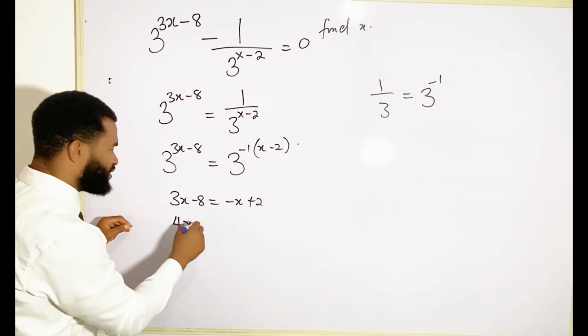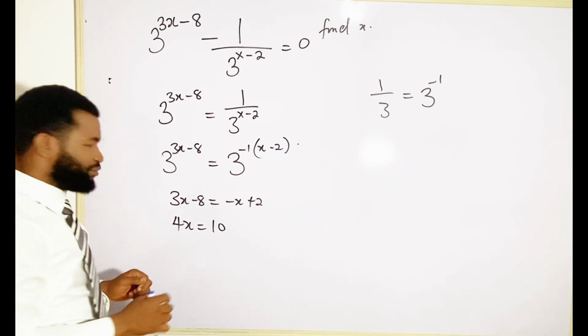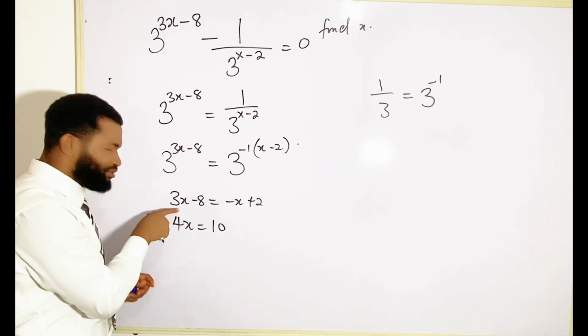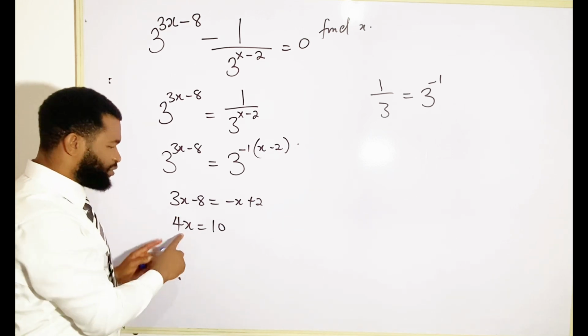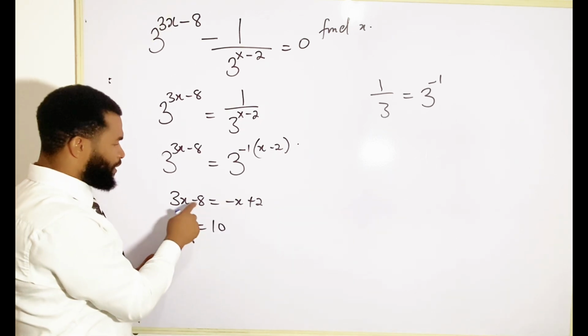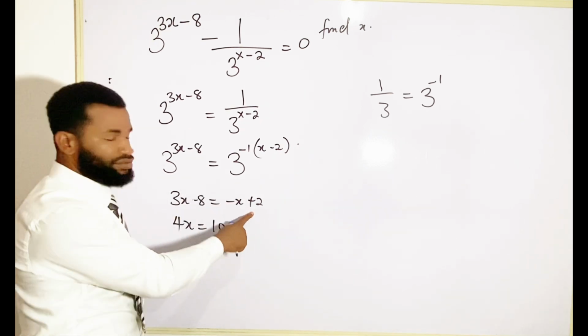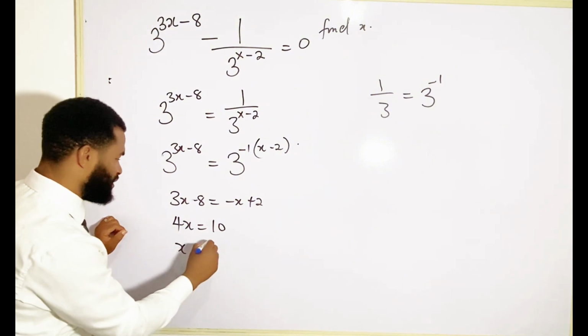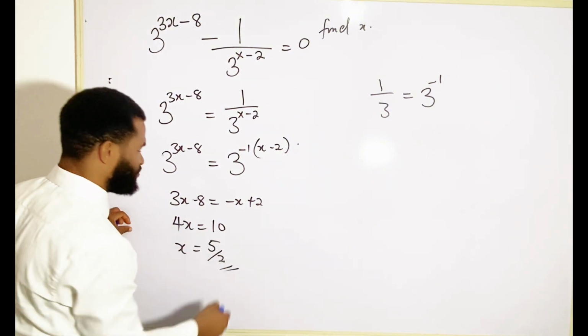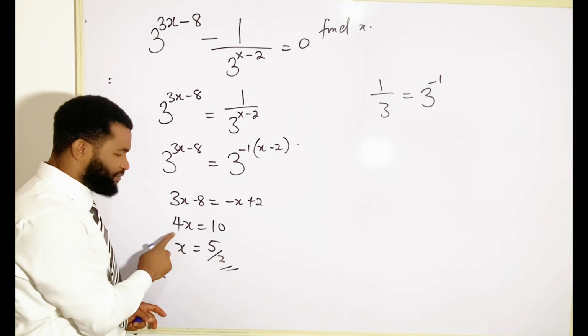We have 4x and we have 10. Because minus x is adding to this 3x, so it's going to be 4x, and 2 minus 8 is adding to this 2, so it's going to be 10. So x is going to be 5 over 2, because 10 divided by 4 is going to be 5 over 2.